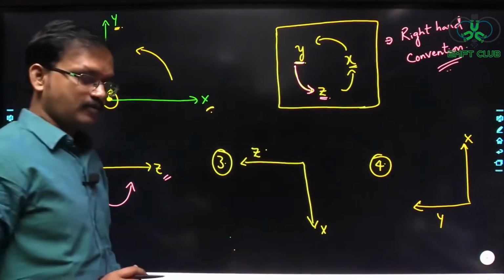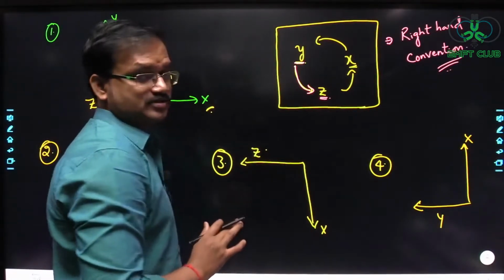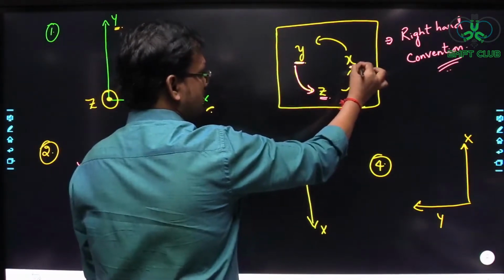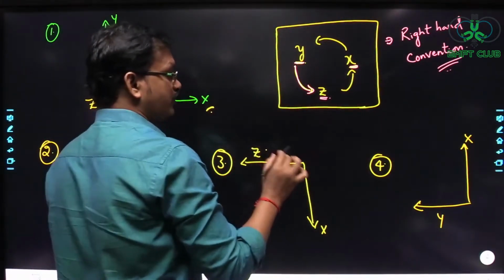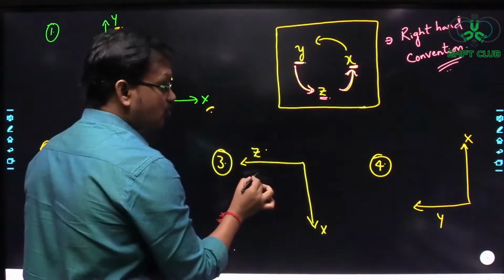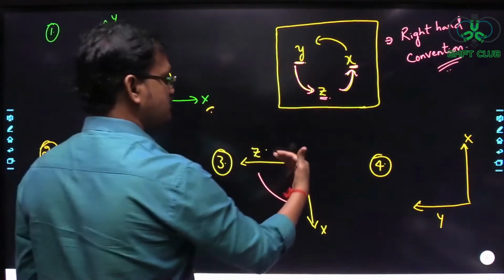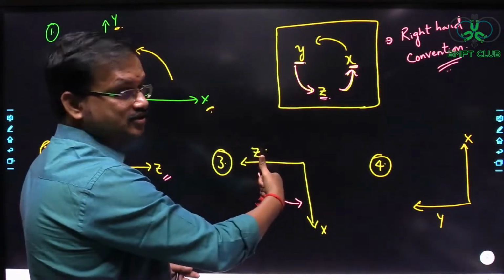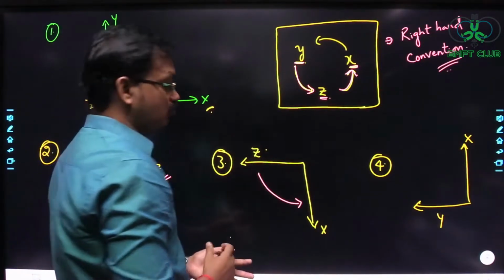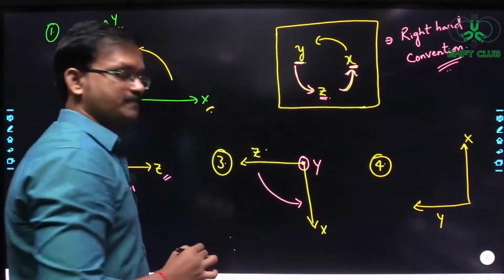Next, coming to this one. Here you are having the z-axis and x-axis. So whenever you are having z and x, you have to curl your right hand four fingers from z to x. So if you curl your four fingers from z to x here, the third positive coordinate, that is y, has to point in which direction? Out of the board. So here also it is out of the board, right?